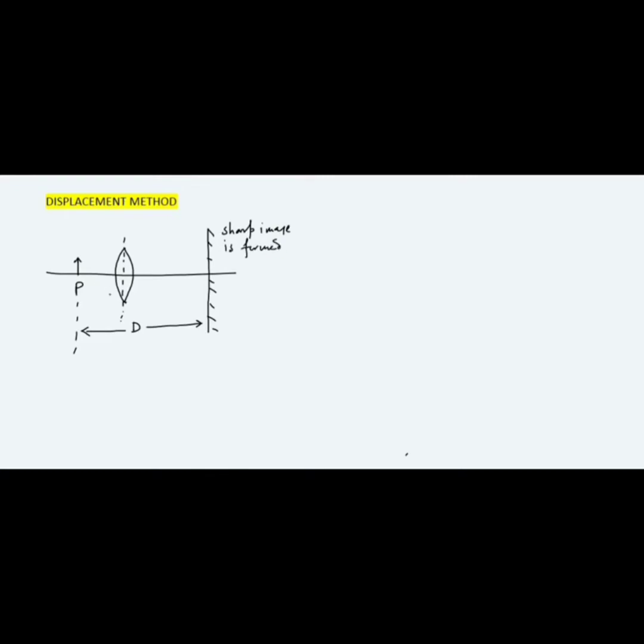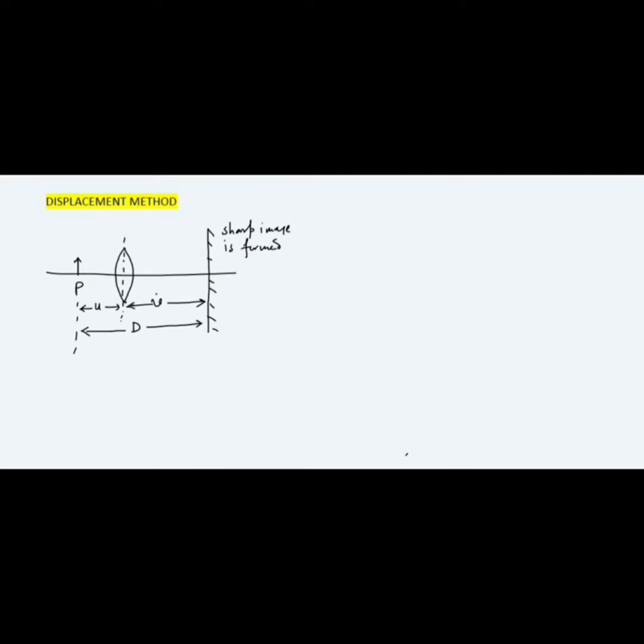Suppose the distance from the object to the lens is u. For this u, a sharp image is formed here. Understood? Remember, the object and the screen are kept fixed. You cannot move these two. Clear? So let us say this is u, the object distance from the lens, and v is the image distance from the lens.